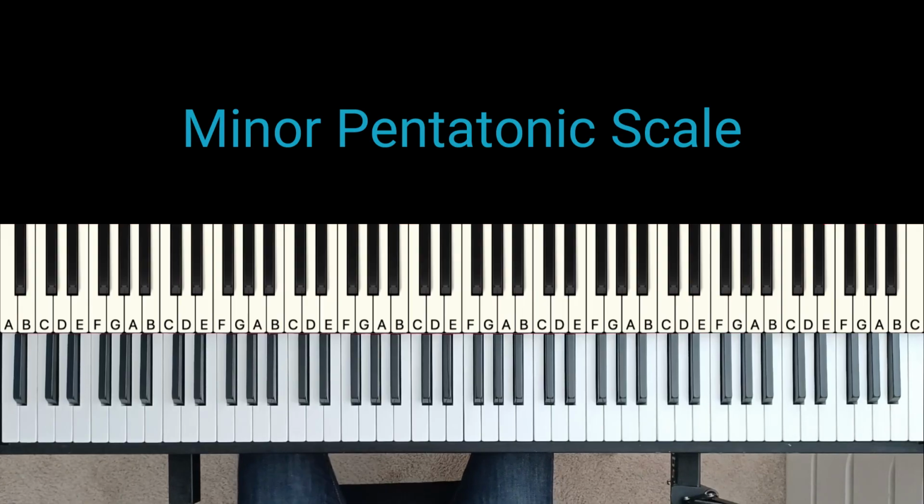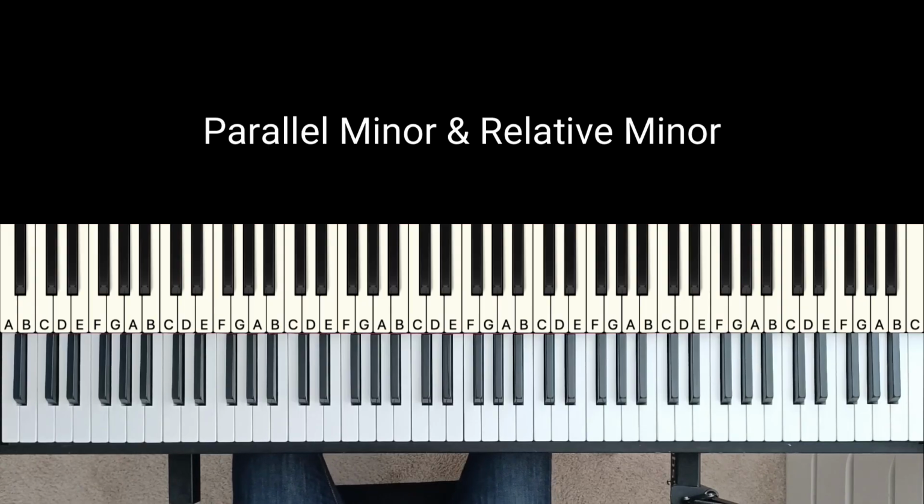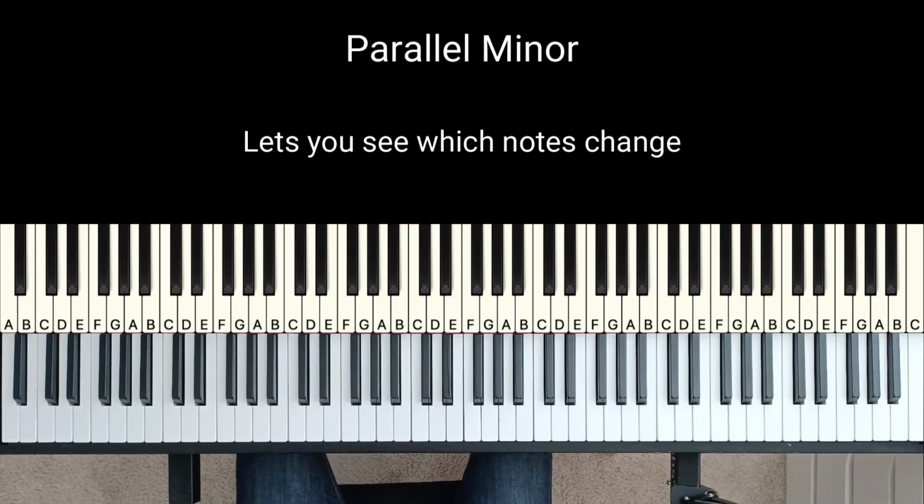In this lesson, we're going to talk about the minor pentatonic scale. Now, there's two ways you can think about this. There's a parallel minor and a relative minor scale. A parallel minor is useful because it lets you see which notes changed.